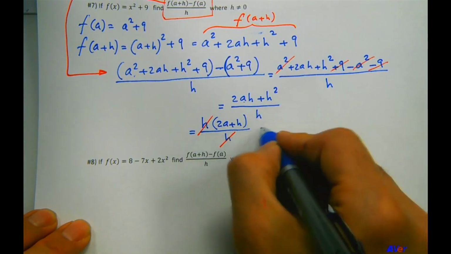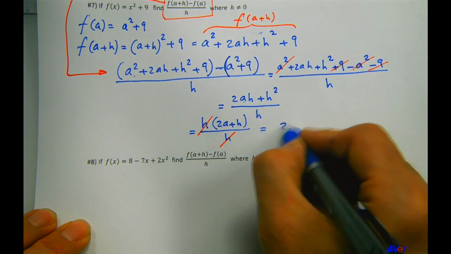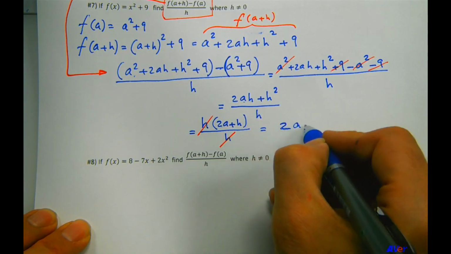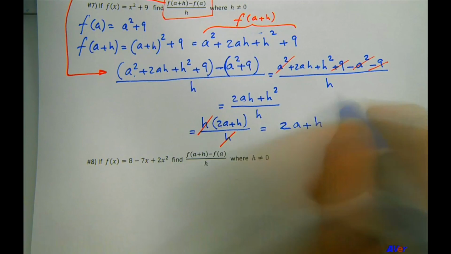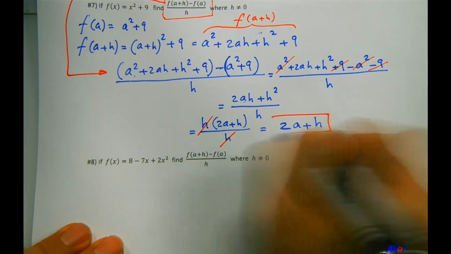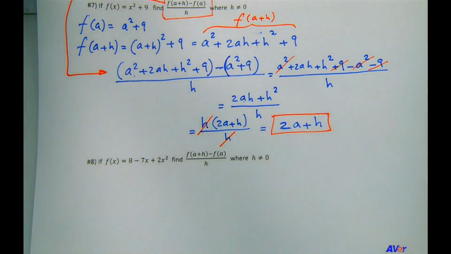So what is the result? The result of the difference quotient is 2A plus H. Like that. Okay.